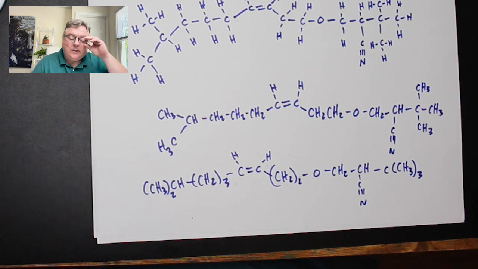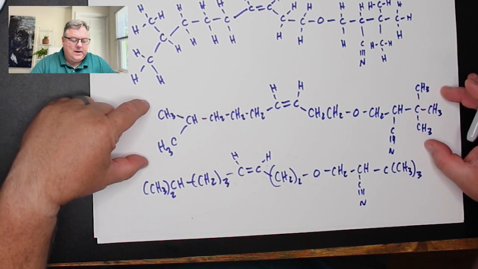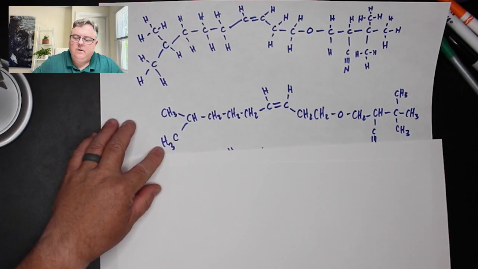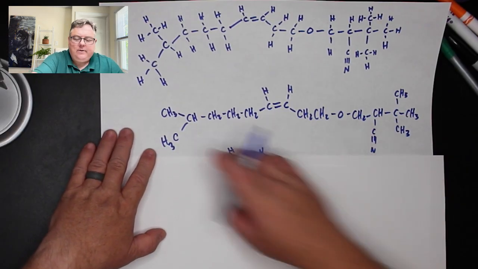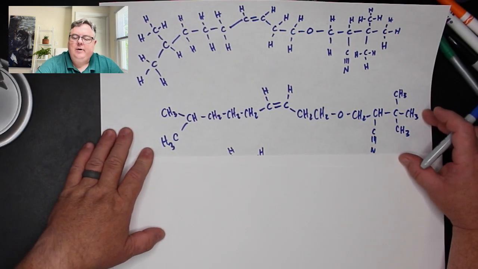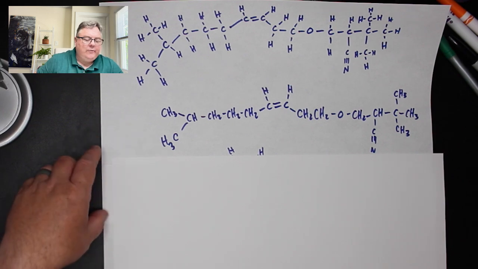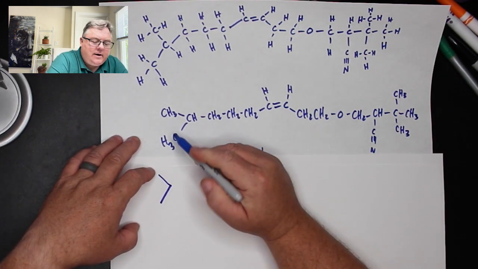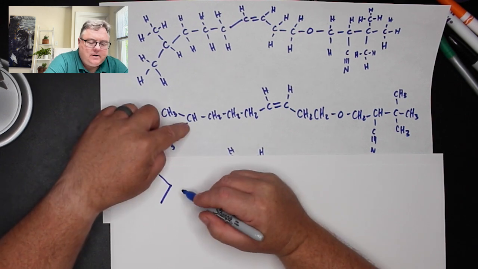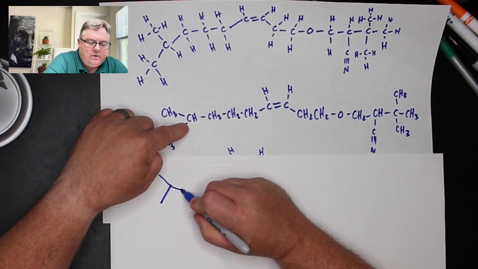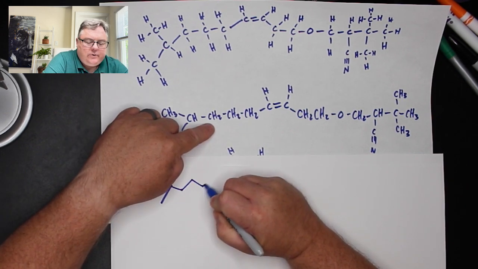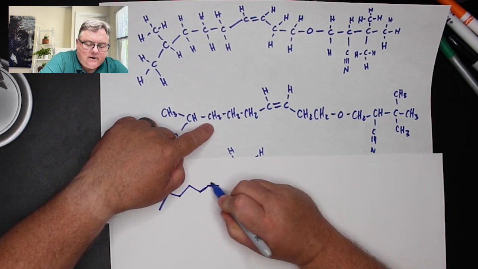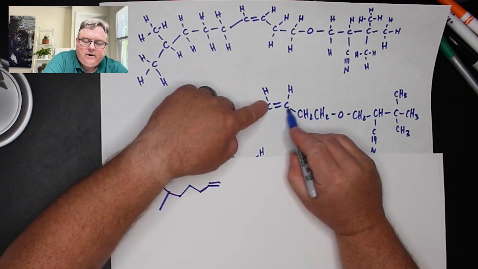All right, let's see if we can do the line angle formula for this guy and see if we can draw it with just lines and angles. So let's look at this version of my structural formula and see if we can do the line angle formula for this one. Here I have a couple of carbons bonded to this CH. 1, 2, 3 CH2s, 1, 2, 3. And then I have a double bond, carbon, double bonded carbon.